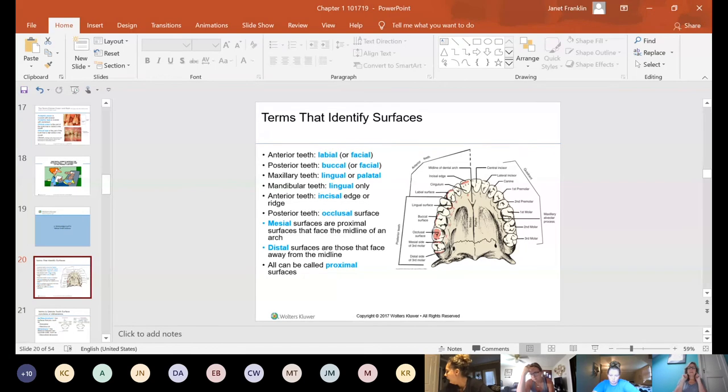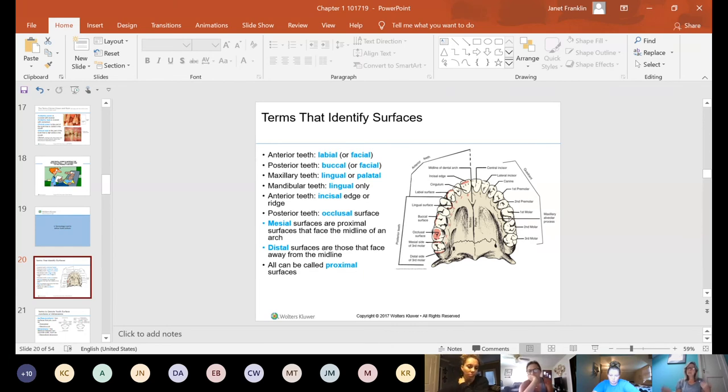They're on both the top and the bottom. Some people like to refer to them as the surfaces closer to the front, or closer to the anterior, but those are your mesial surfaces and they are between the teeth. So on every tooth, the surface that's closest to the next tooth in front of it is the mesial surface.